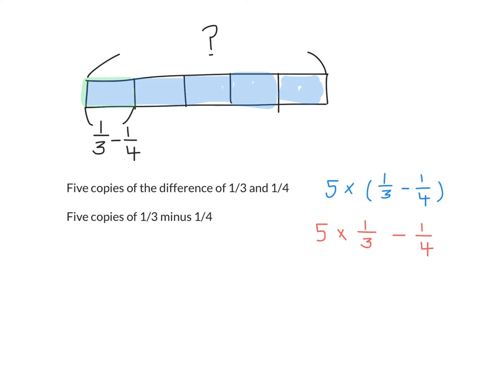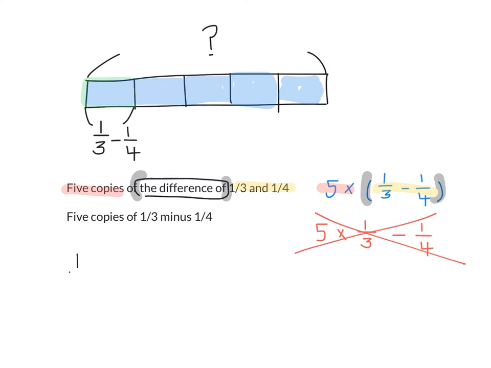So that's why this word right here, the difference of, is super important, because that gives us the parentheses. Without the parentheses, we would not get the right answer. Again, each part corresponds. 5 copies, 5 times. The difference of, parentheses. The difference of what? 1/3 and 1/4. Make sense? Now let's solve it. What do we need to do first? By the way, we established that this is wrong, right? Okay, what do we need to do first?